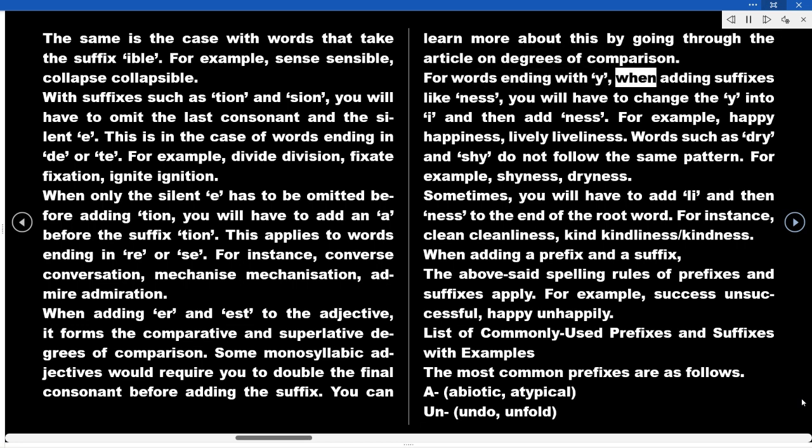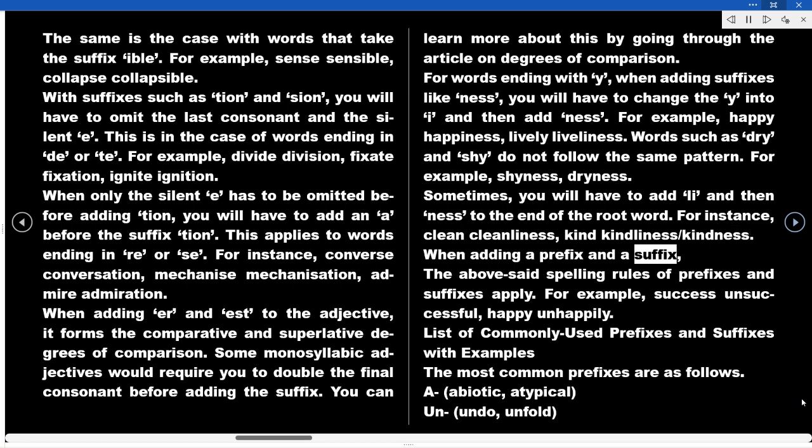For words ending with y, when adding suffixes like ness, you will have to change the y into i and then add ness. For example, happy, happiness; lively, liveliness. Words such as dry and shy do not follow the same pattern. For example, shyness, dryness. Sometimes, you will have to add li and then ness to the end of the root word. For instance, clean, cleanliness; kind, kindliness / kindness.